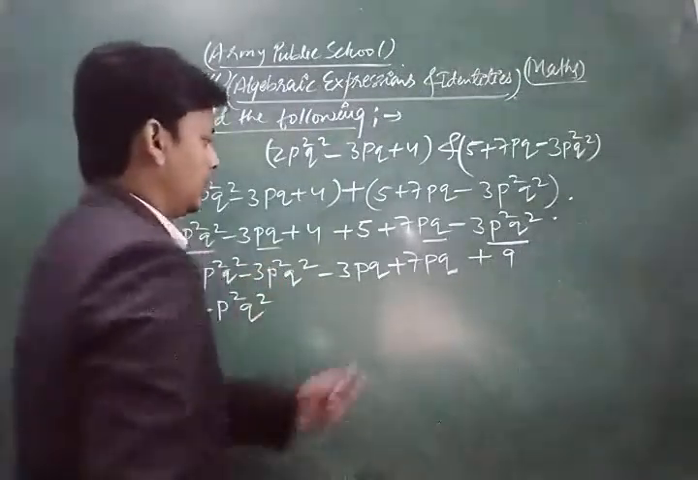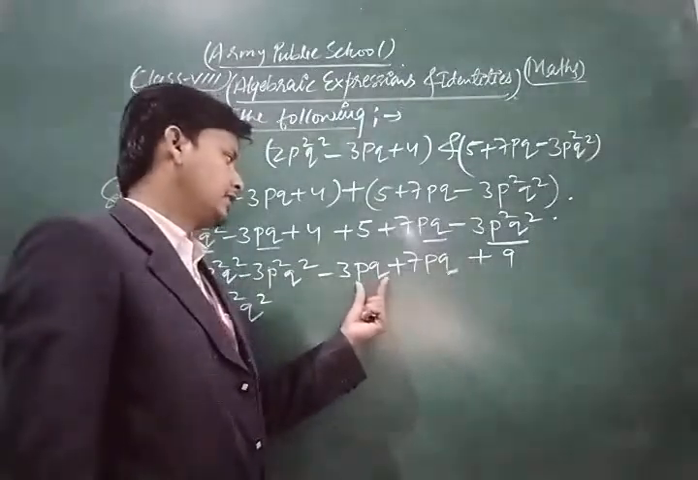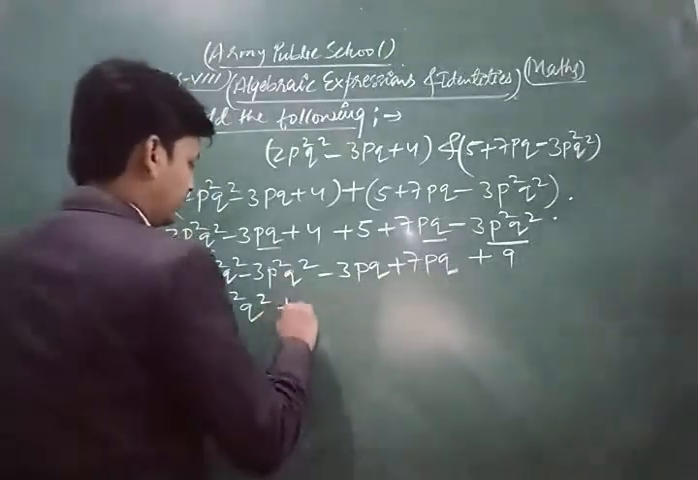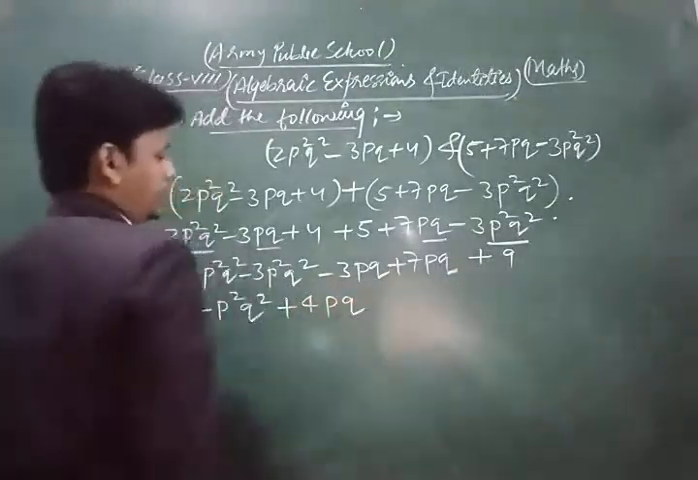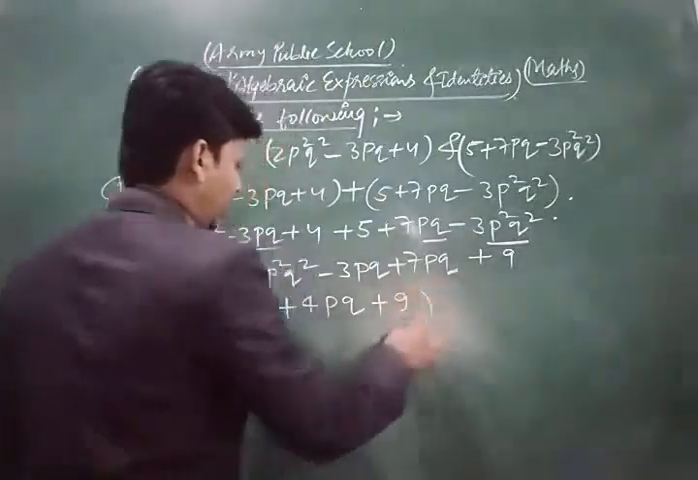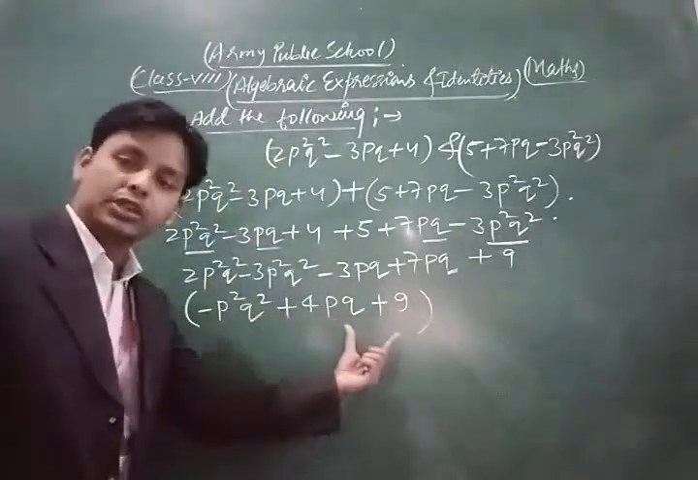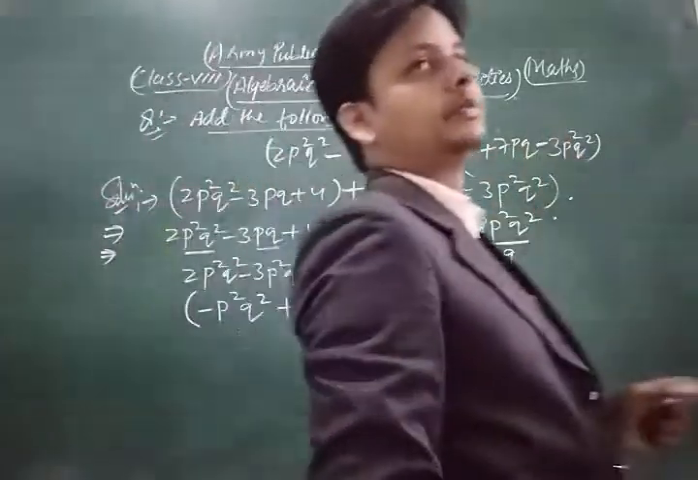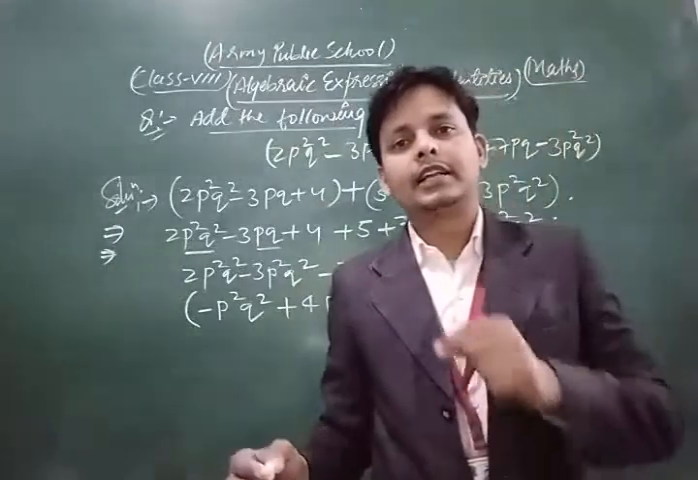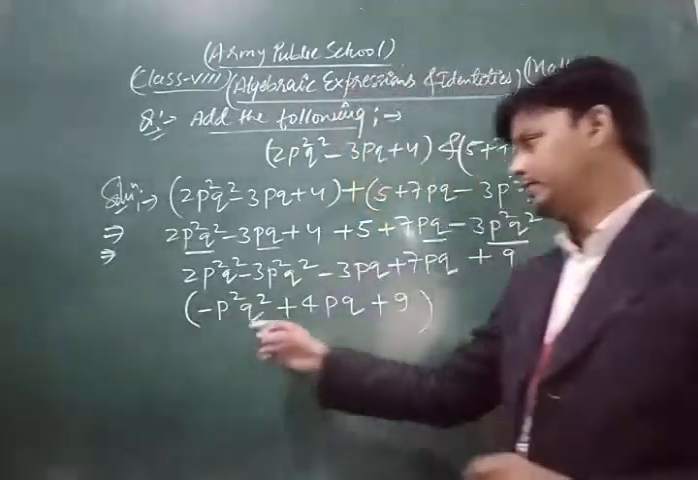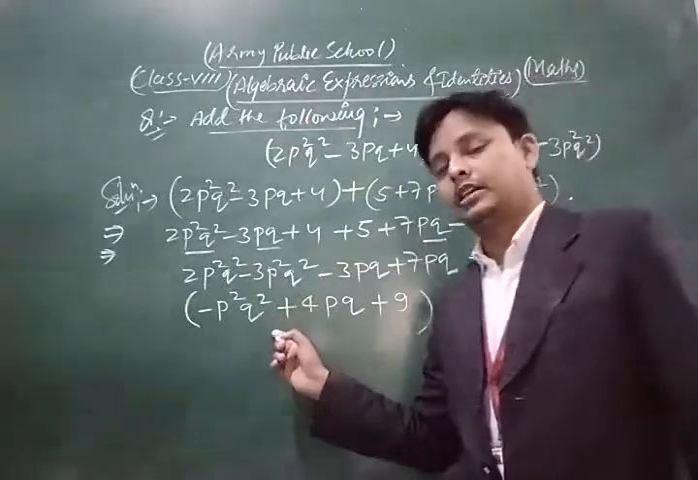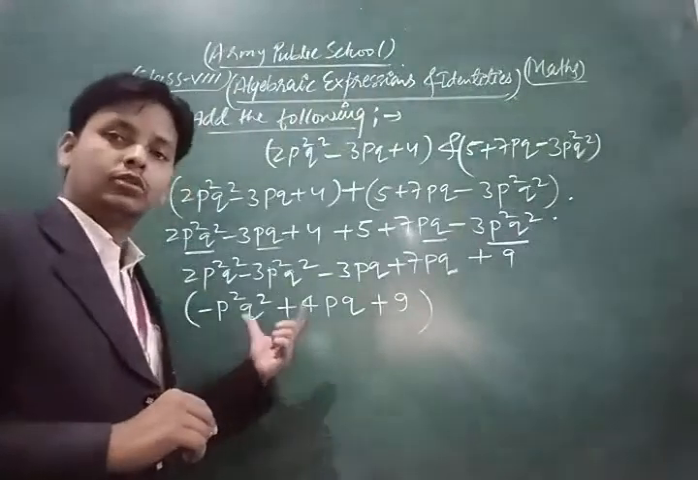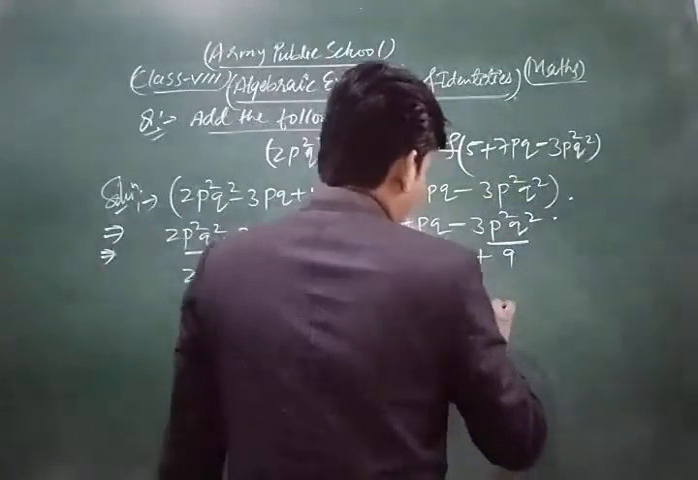Now look, this is 7pq, this is minus 3pq. So we subtract them and get plus 4pq. Now we have plus 4pq and this is plus 9. Now we never add these terms because all are unlike terms. You know that like terms are those terms which have the same algebraic factors, but here all the terms are unlike terms, so it does not contain any like terms. This is our final answer.